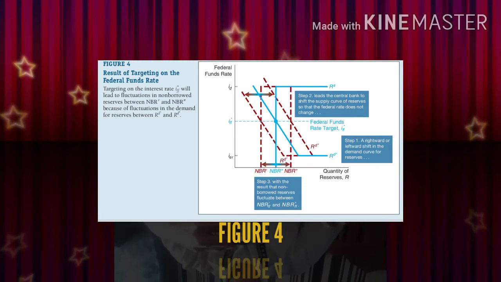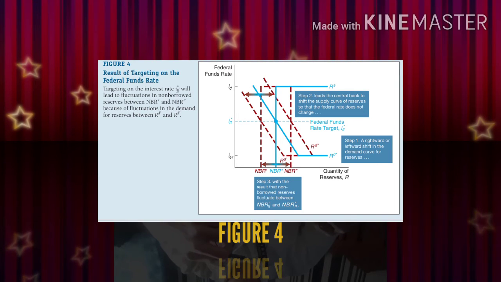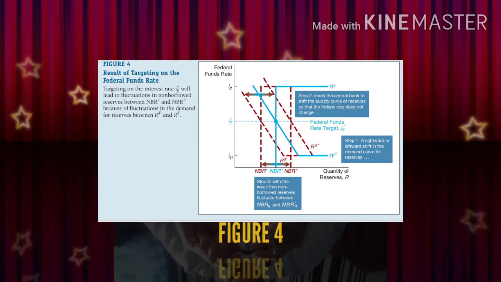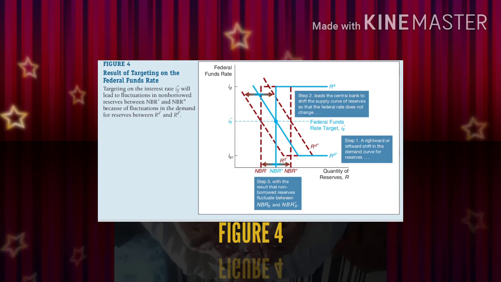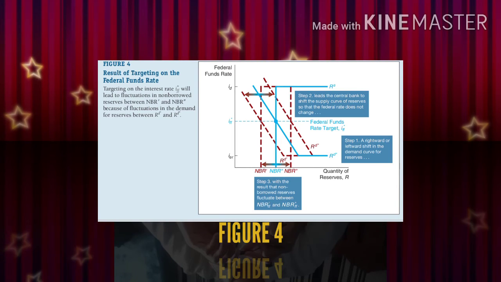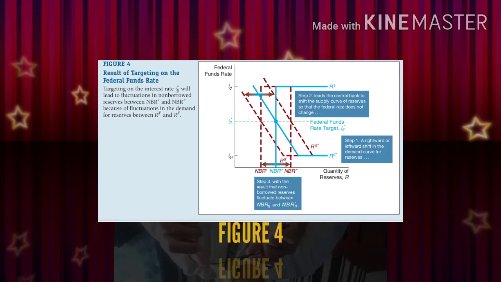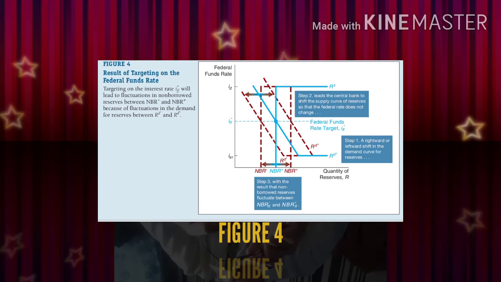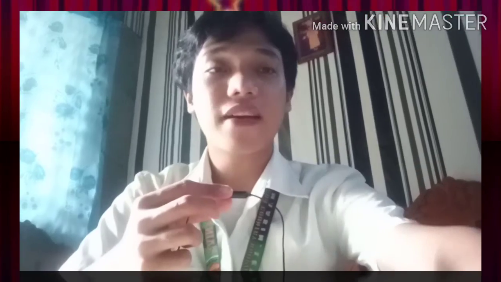In figure 4, the supply and demand diagram shows the consequences of an interest rate target. So here is figure 4, the result of targeting on the federal funds rate. Step 1 is a rightward or leftward shift in the demand curve for reserves. Step 2 leads the central bank to shift the supply curve of reserves so that the federal funds rate does not change. Step 3, with the result that non-borrowed reserves fluctuate between NBR and NBR prime.